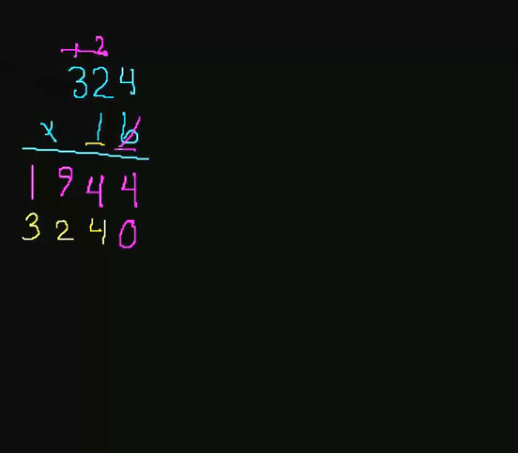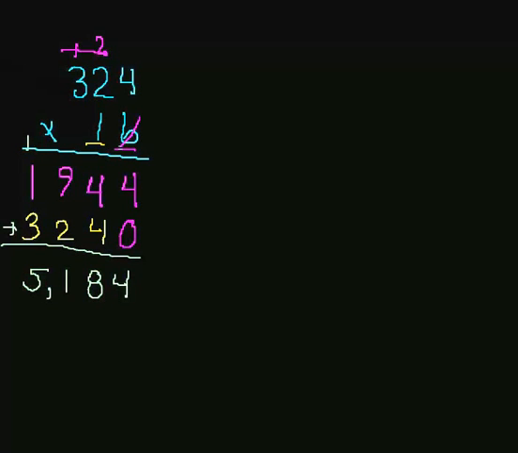Now that we've done all of our multiplication, we need to add. So let's draw a line underneath, and we're going to add these two. 4 plus 0 is 4. 4 plus 4 is 8. 9 plus 2 is 11. We're going to carry the 1. We'll regroup the 1 to the thousands place. And now 1 plus 1 plus 3 is 5. Okay, so we came up with a product of 5,184.